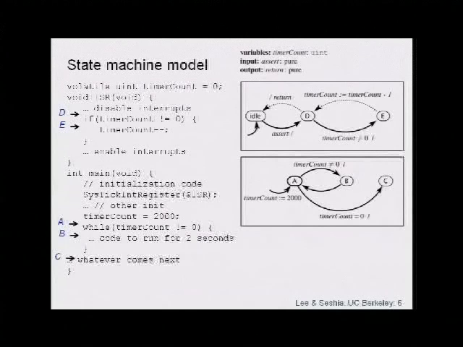I'm sorry, I misspoke: if timer_count is equal to 0, then the loop condition is false. It'll quit the loop and it'll go from A to C. Okay, so that's our state machine.